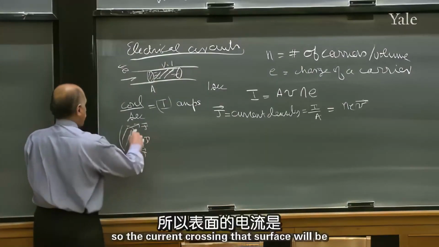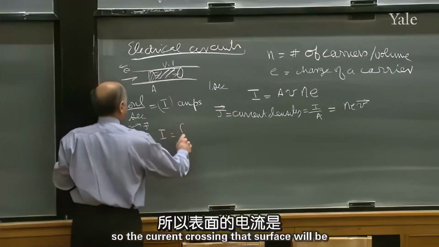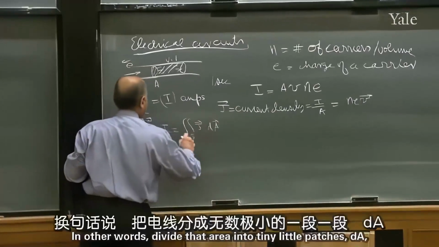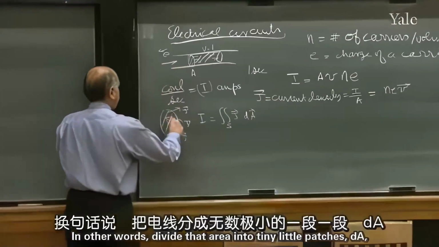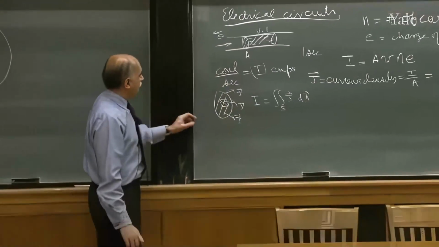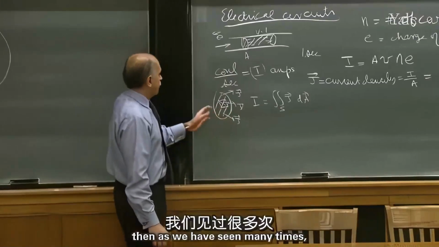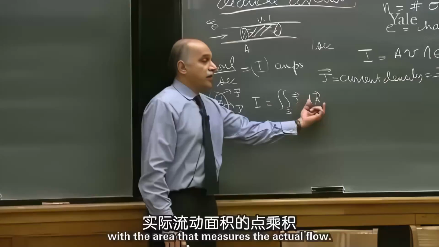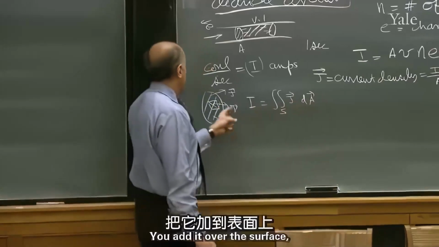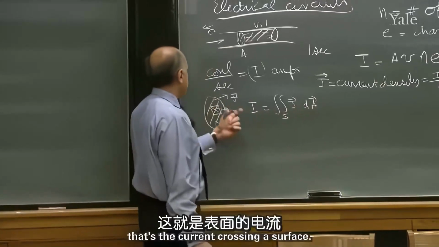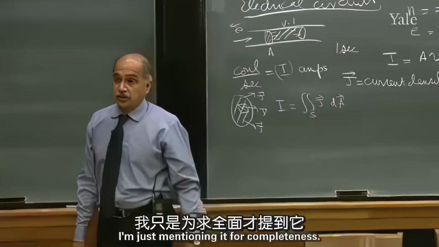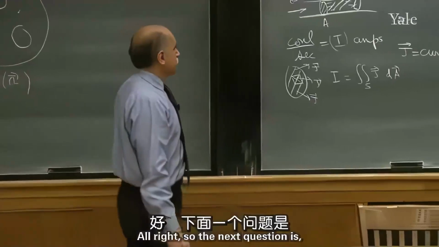Then the current crossing that surface will be the surface integral of J dot dA. In other words, divide that area into tiny little patches, dA, then as we have seen many times, whenever something is flowing, it's the dot product of the flow rate with the area that measures the actual flow. You add it over the surface, that's the current crossing a surface. We won't use this formula very much, I'm just mentioning it for completeness.